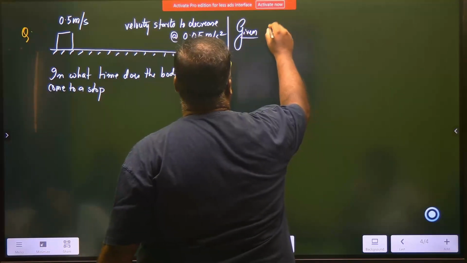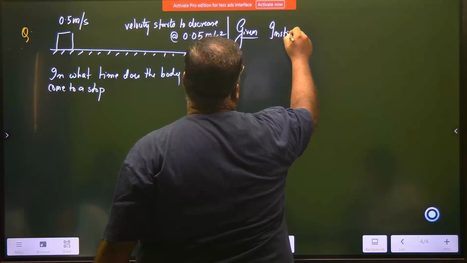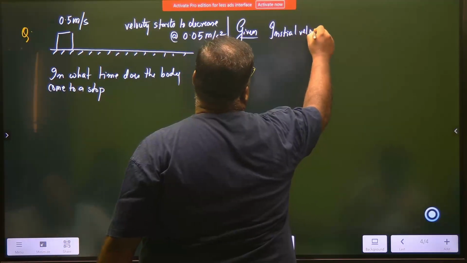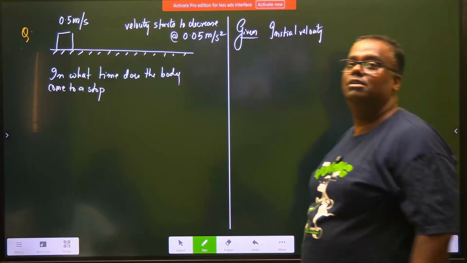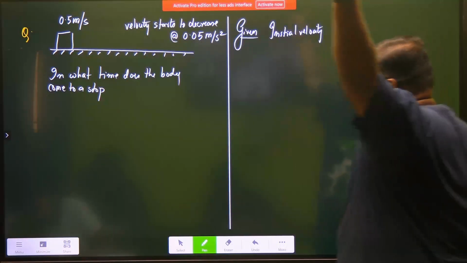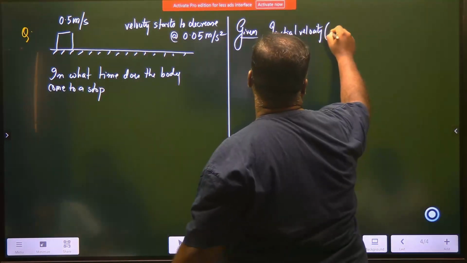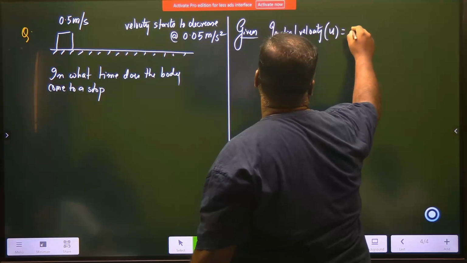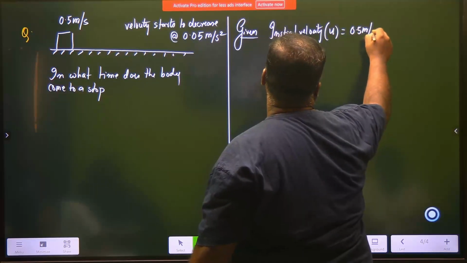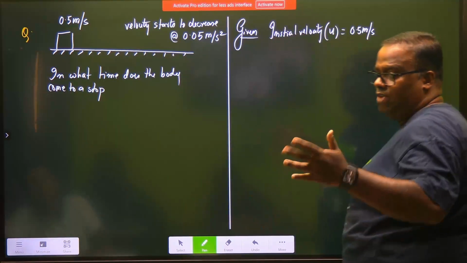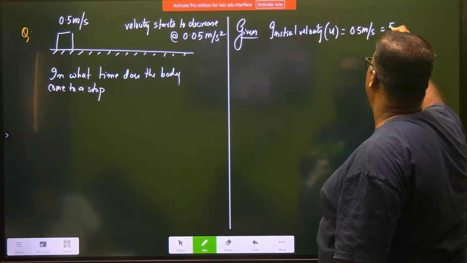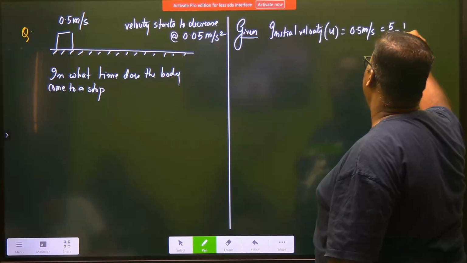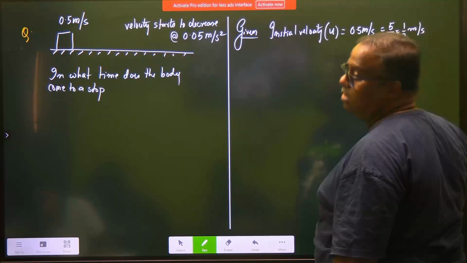So we start with initial velocity. Abhigya, awake or sleeping? Initial velocity u is equal to how much? 0.5 meter per second. We'll see whether we'll take it into fraction or not, but it is better to take it in fraction. If you take it in fraction, it becomes 5/10, which is half meter per second. Clear?